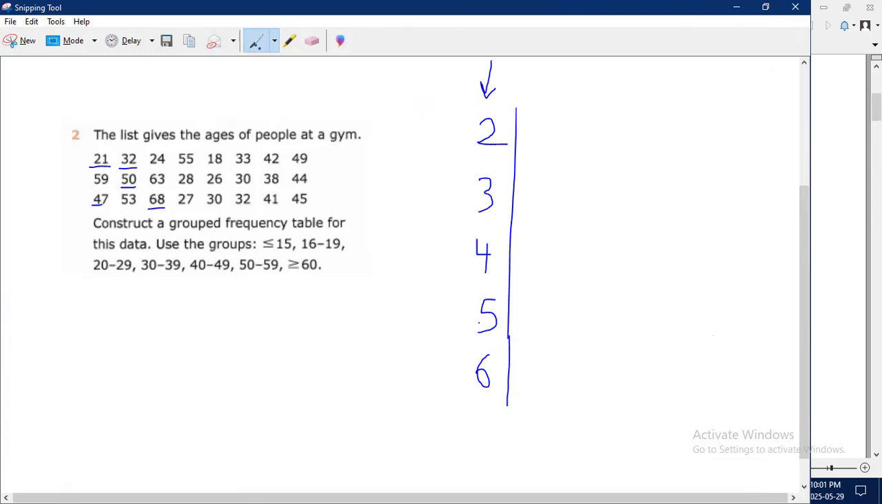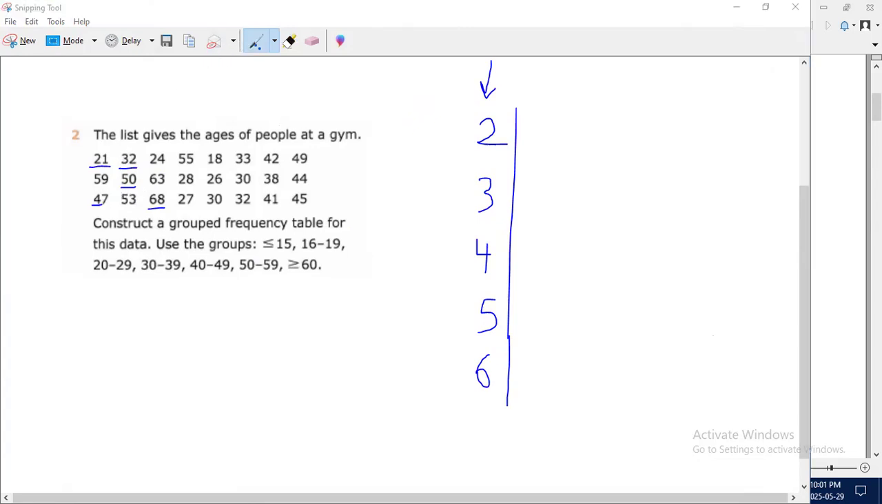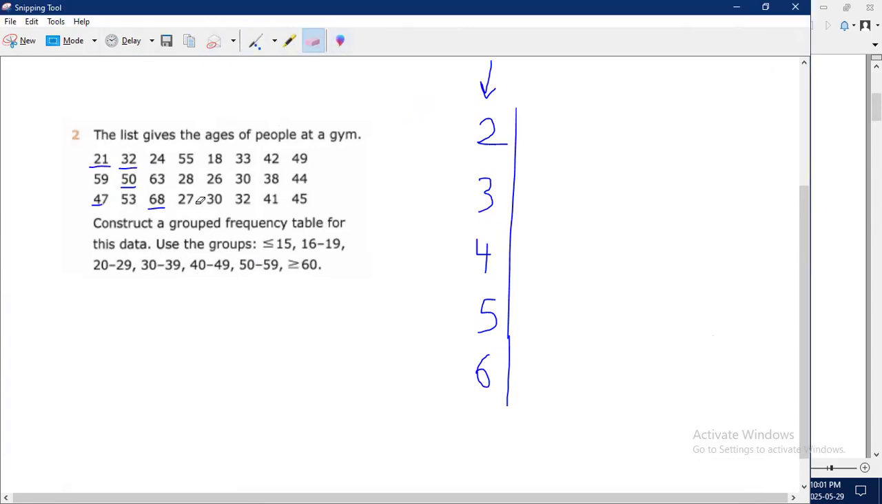Now, how do I write the leaves? You go number by number, and write each next to its tens, okay? The first one is 21. I already have 20, I write 1. Then 32, next to 3, you put 2. 24, next to 2, you put 4. 55, next to 50, you put 5. So this is 55. Then 18.